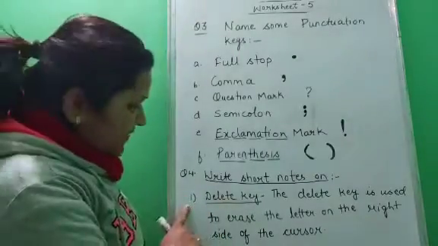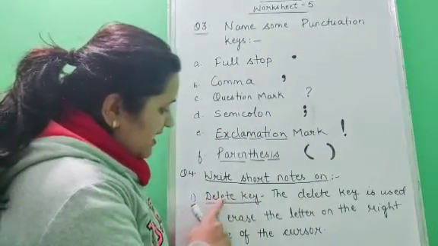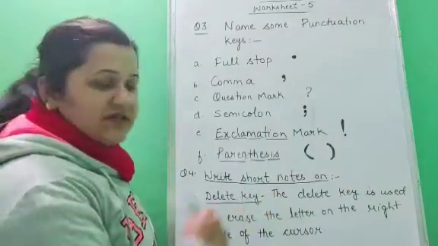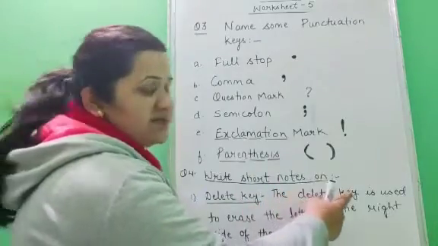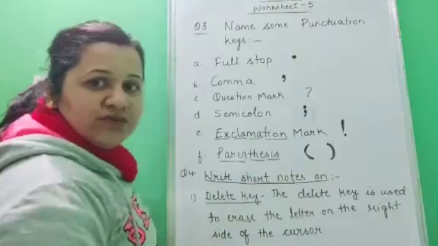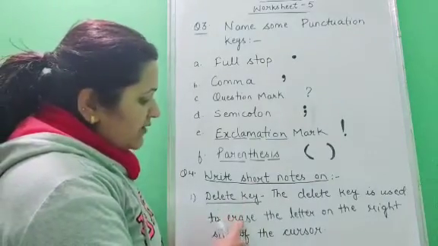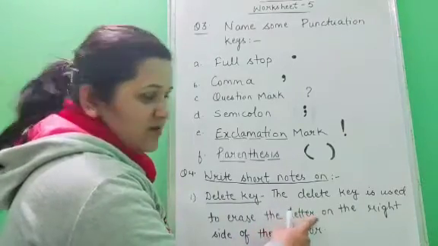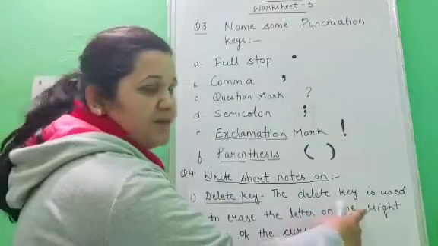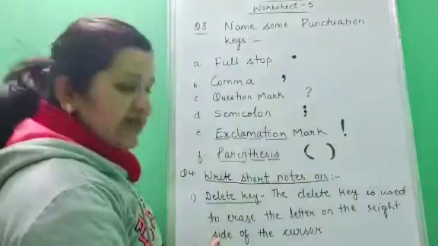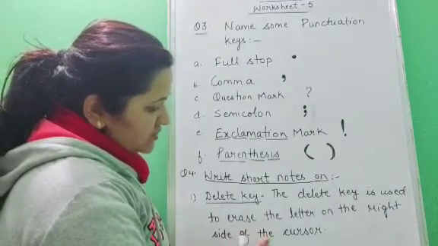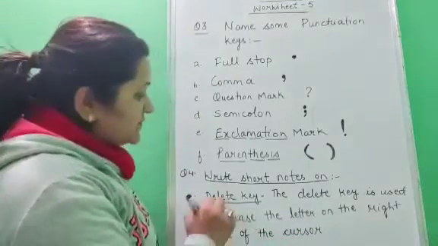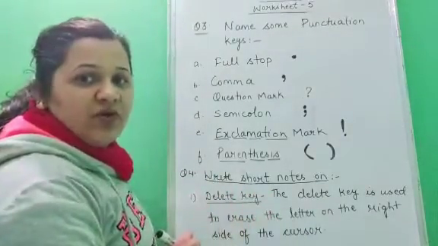So the first is delete key. D-E-L-E-T-E, delete, K-E-Y, key. Now you have to write down what is the use of delete key. The delete key is U-S-E-D, used, to erase, E-R-A-S-E, the letter, L-E-T-T-E-R, on the right side of the cursor, C-U-R, cur, S-O-R, sor. So write down this definition of delete key.